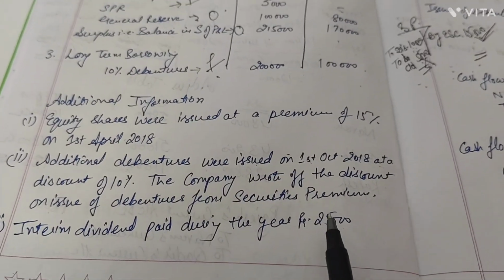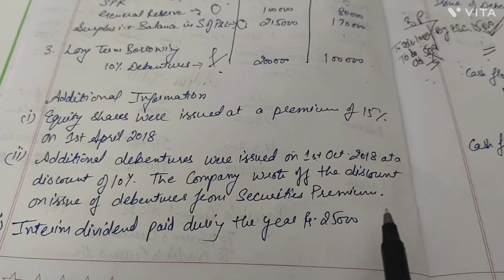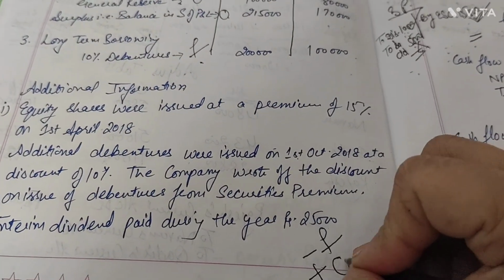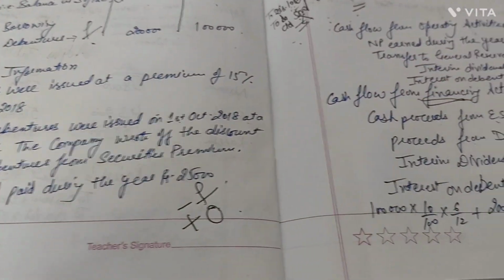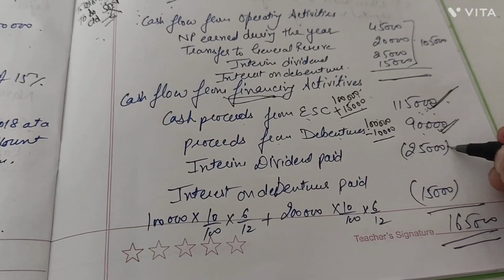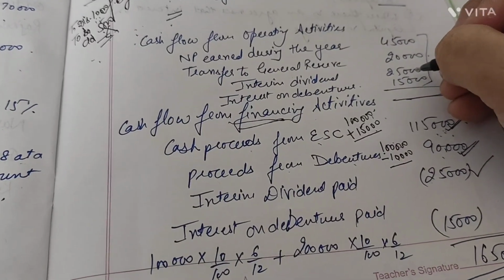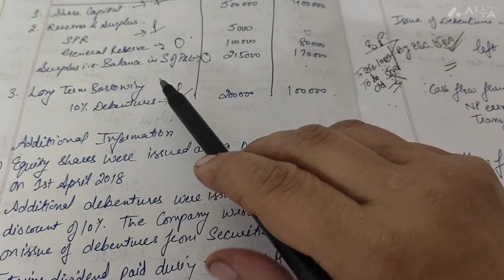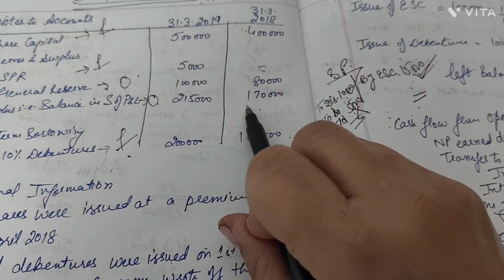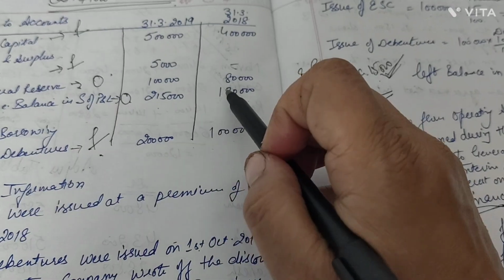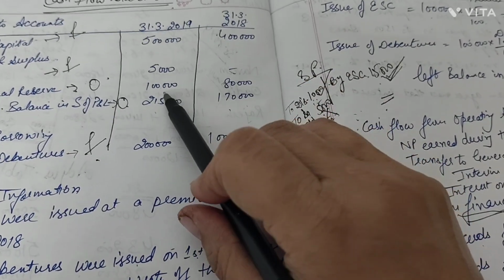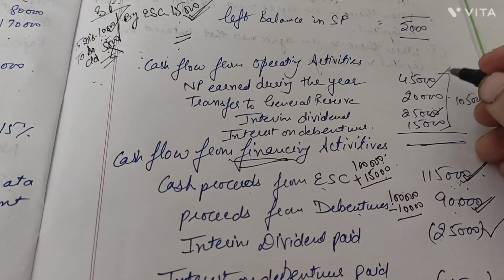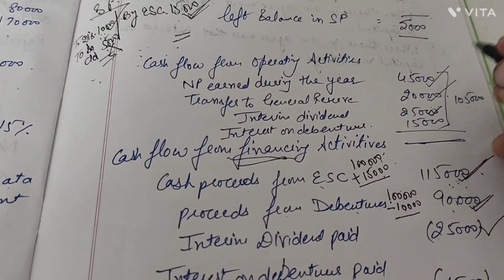Okay, so the next point here is that interim dividend paid during the year is 25,000. Now the interim dividend paid is a financing activity, so it should be deducted in financing activity but added in operating activity, right? So it is deducted from your financing activity and added in your operating activities. Next we have net profit earned during the year, which we talked about as surplus in P&L. So net profit earned during the year was 45,000 and transfer to reserve was 20,000.